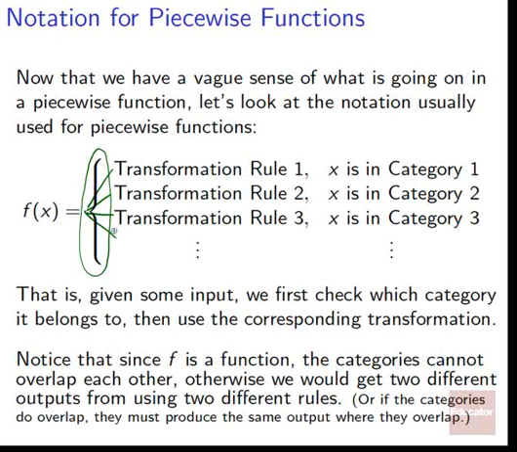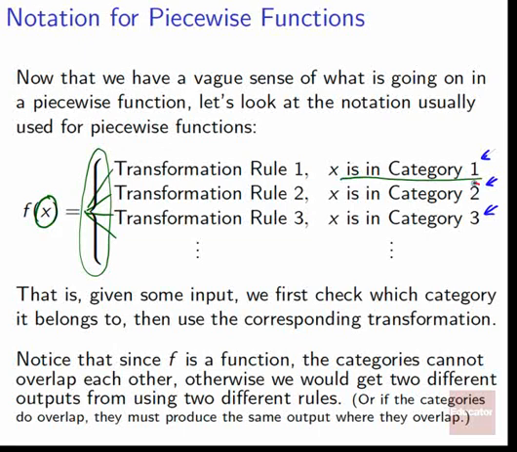So transformation rule 1 is our normal rule, like x squared plus 7, and then it says x is in category 1. So what that means is we look at our input, and then we go and look at the various categories we have, right? Is x wood? Is x metal? Is the potato big? Is the potato small? So we look for which category it belongs to.